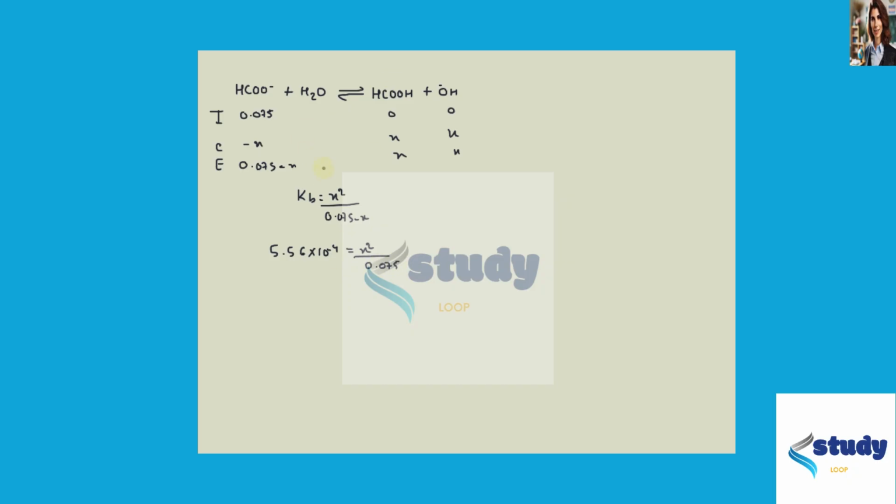Now we can find out the x from here, that is equal to under root of 5.56 into 10 raised to minus 4 into 0.075. From here we'll get the x, that is equal to 2.04 into 10 raised to minus 6. Now we can find out the pOH from here, that would be equal to minus log of OH ion concentration. So it would be minus log of 2.04 into 10 raised to minus 6.